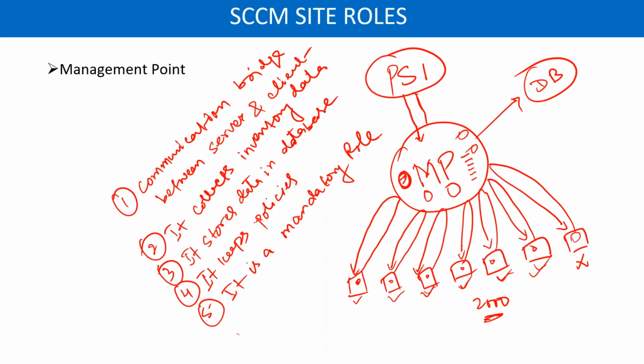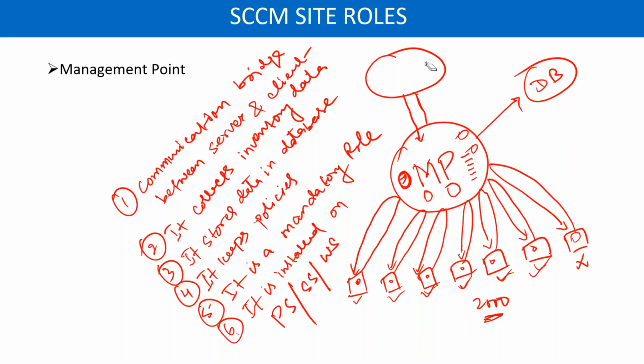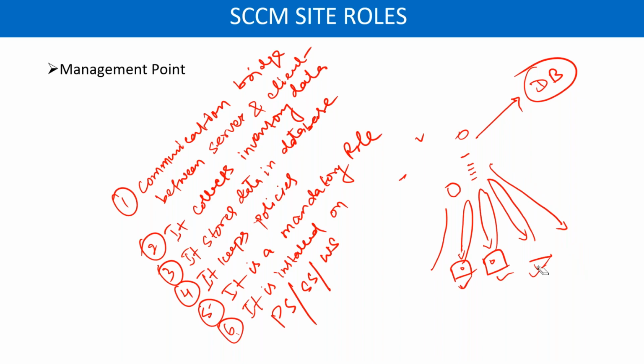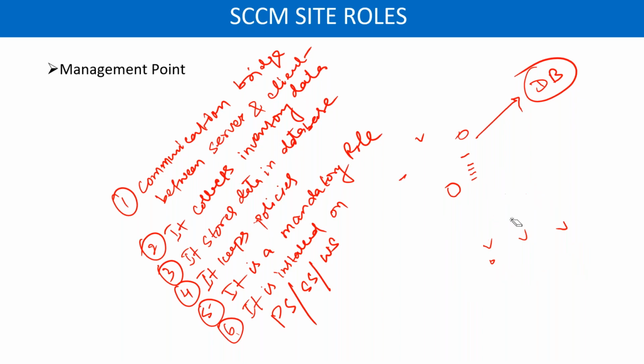Understood? Where will you install this? It is installed on the primary site, or you can install this on a secondary site or any other Windows server. Suppose you would like to install a management point. It's a role, right? So you have to install it somewhere. Either you install this on the primary site itself. Most of the time we install this on the primary site.